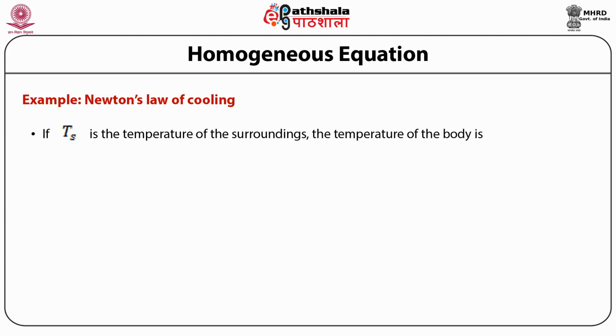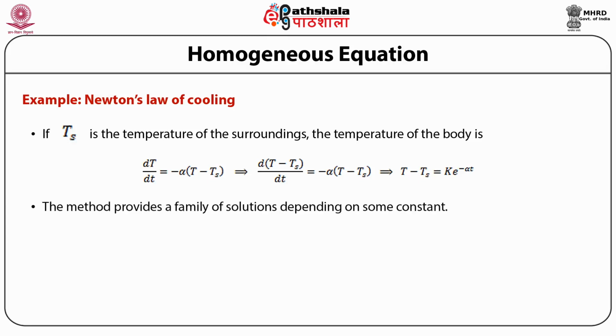Thus, if Ts is the temperature of the surroundings, the temperature of the body as a function of time is given by dT/dt is equal to minus alpha times (T minus Ts). The equation can also be written as d(T minus Ts)/dt is equal to minus alpha (T minus Ts). On integrating the equation, we obtain T minus Ts is equal to k times e raised to minus alpha t. The method provides a family of solutions depending on some constant.